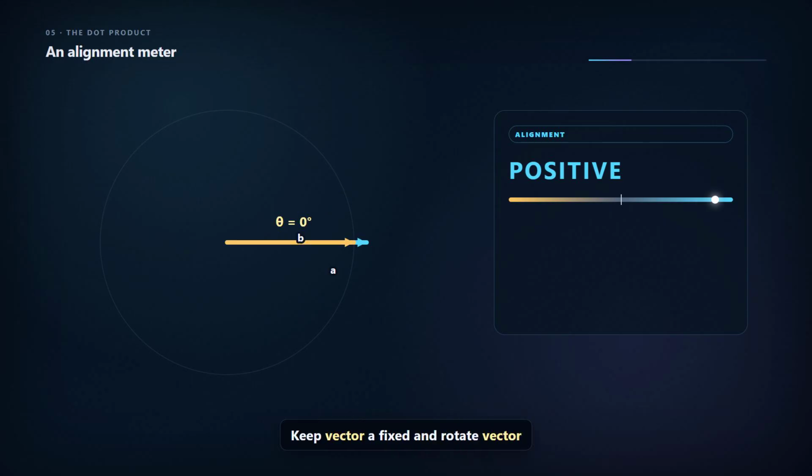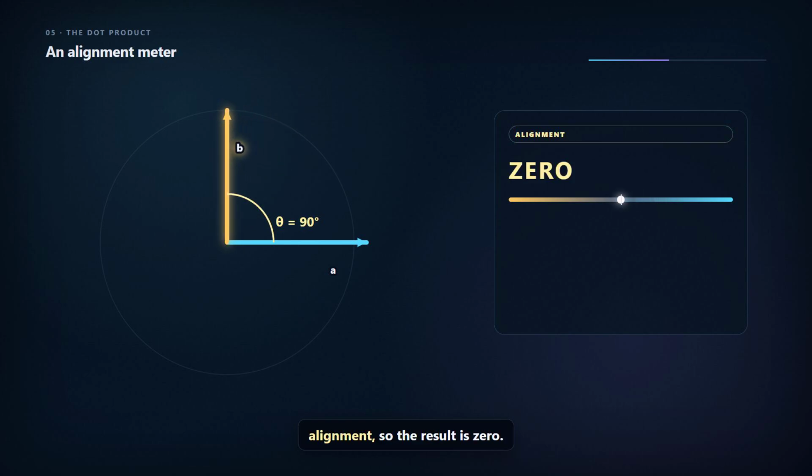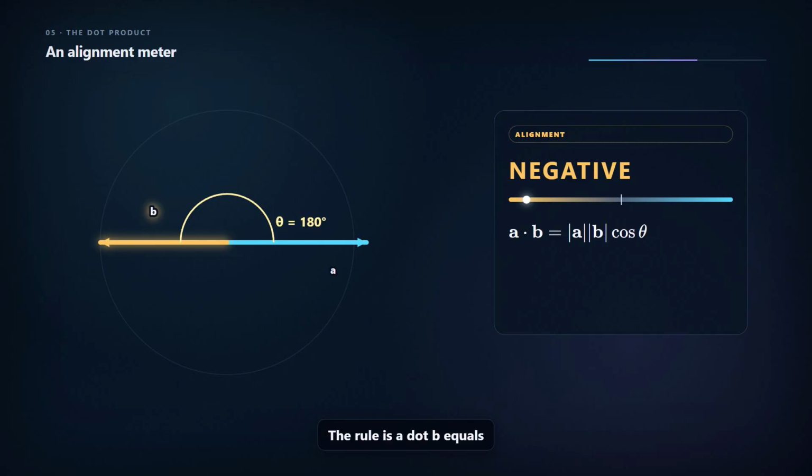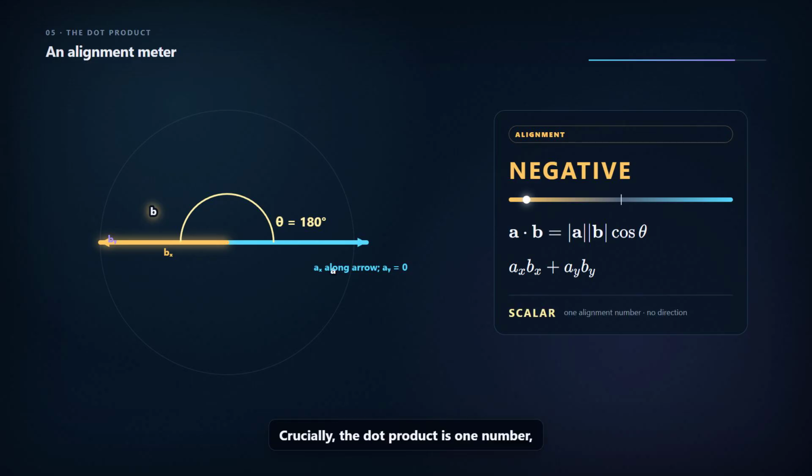Keep vector A fixed and rotate vector B. Point the same way. The result is positive and largest. Turn to 90 degrees. There is no alignment, so the result is 0. Point opposite, the result is negative. The rule is A dot B equals the length of A times the length of B times cosine theta. In coordinates, multiply matching components and add. Crucially, the dot product is one number, a scalar. It reports alignment. It does not itself point anywhere.